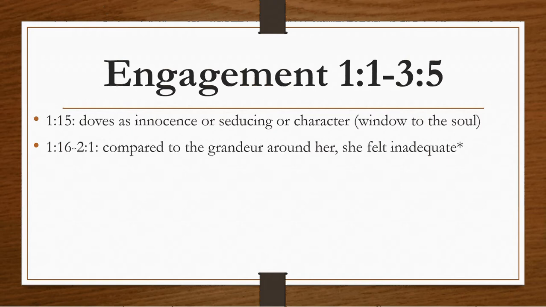I mean, look at how she says the other stuff. "How handsome you are." She's talking about him. "How delightful." Then she goes to "our bed is verdant. The beams of our house are cedars." Now, there's a lot of commentators that think she's not actually talking about a house here. She's talking about being outdoors with him. "The beams of our house are cedars," in other words, we are outdoors and these are literally cedars, not something made out of cedars. So there's a little bit of a thing there.